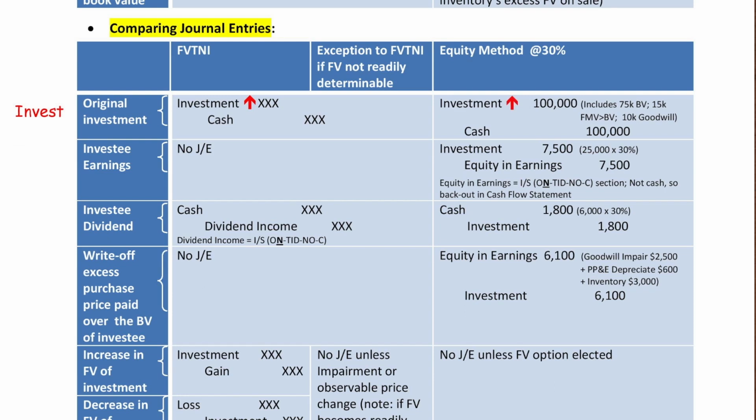Next, we have investee earnings. Under the fair value through net income method, there is no journal entry. This is not recorded. However, under the equity method, the journal entry is a debit to investment. So draw an arrow which goes upwards as the investment account increases. And the credit is to equity in earnings, which goes into the income statement.